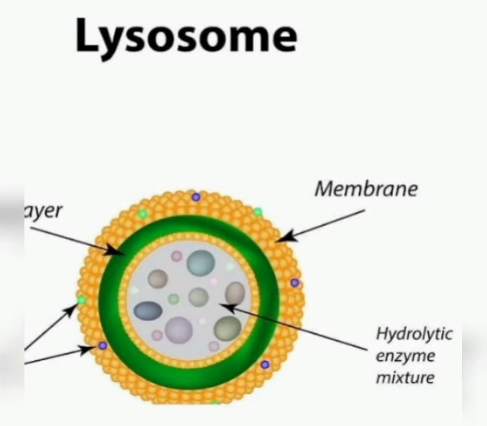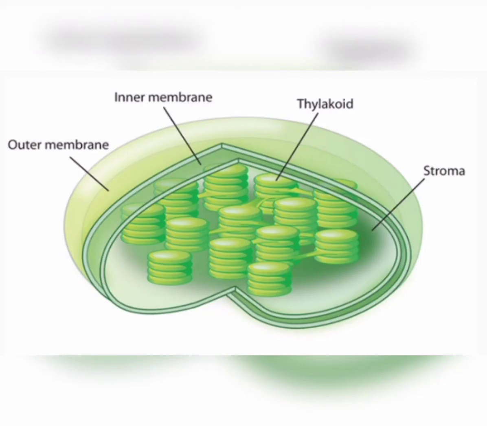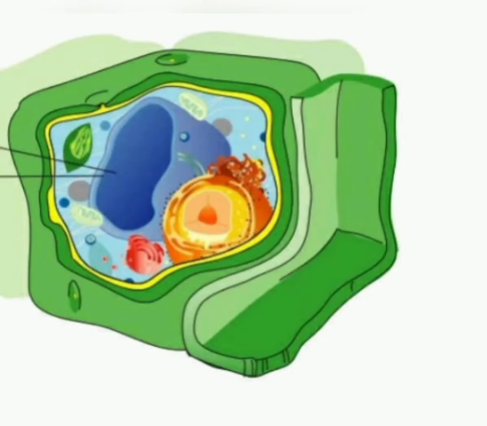Next is lysosomes. Lysosomes protect the cell by engulfing the foreign bodies entering the cell and help in cell renewal. Therefore, they are known as the cell's suicide bags. Another organelle is chloroplast. Chloroplasts are the primary organelles for photosynthesis. It contains the pigment called chlorophyll. Last organelle is vacuoles. Vacuoles store food, water, and other waste materials in the cell.